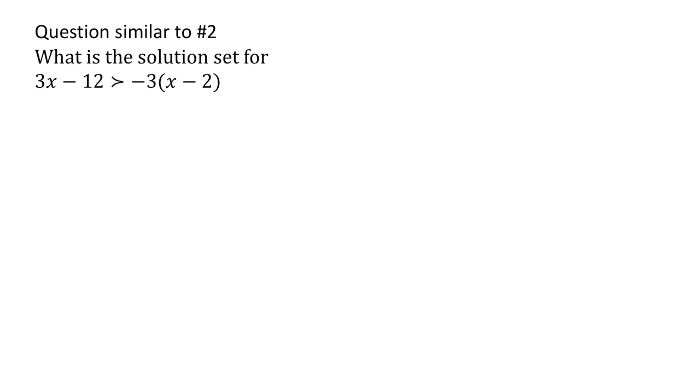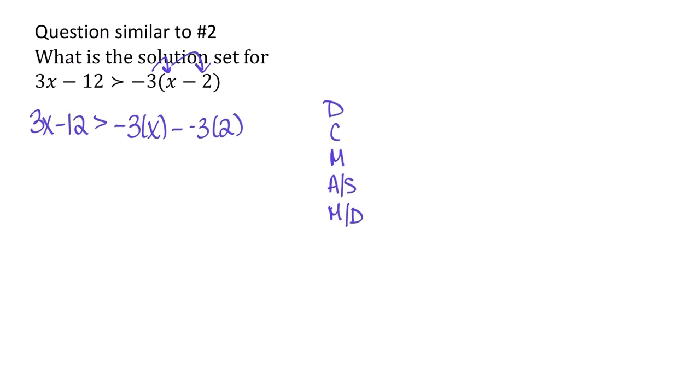So this problem asks us, what is the solution set for 3x minus 12 is greater than negative 3 times (x minus 2)? So let's write our problem-solving steps. So I need to distribute because I have this negative 3 in front of a parentheses. So I have 3x minus 12 is greater than negative 3 times x minus negative 3 times 2.